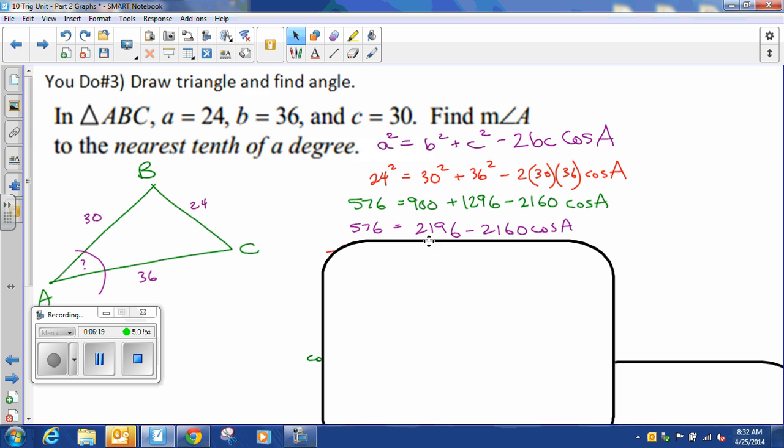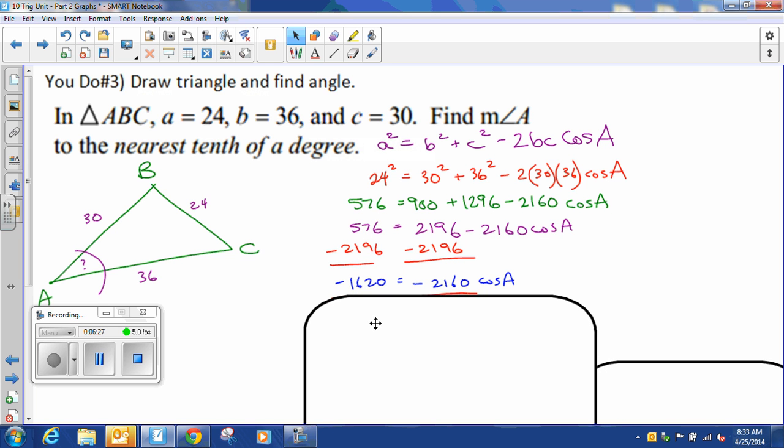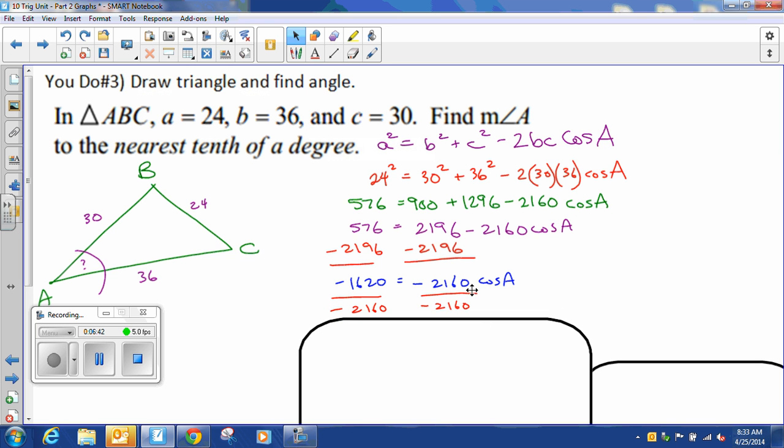We need to solve for cosine A. So we want to subtract 2196 from both sides. And that gives us negative 1,620 equals negative 2,160 cosine A. Last step is to divide both sides by negative 2,160. This cancels out.